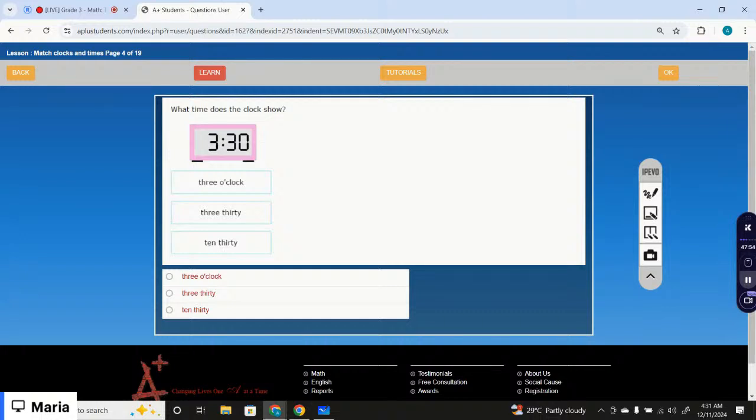What time does the clock show? Which is the correct option? The correct option is 3:30. Option number 2 is the correct option.